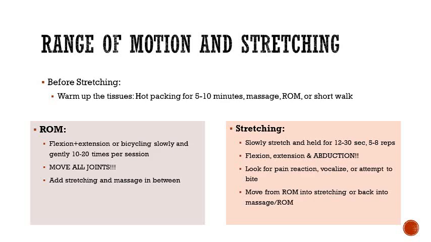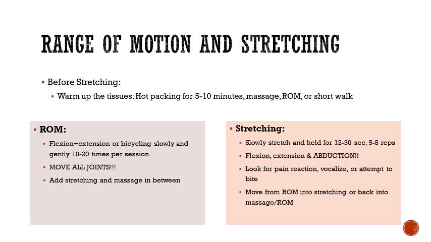Okay. For range of motions, I typically combine flexion and extensions together, or you can call it bicycling. Do it slowly and gently, 10 to 20 times per session. Or I usually tell the owner, if they don't want to count how many times they do it, just do it 1 minute and rest for 2 minutes, and do another 1 minute and repeat that a couple times. And make sure to move all the joints in flexion and extension positions.